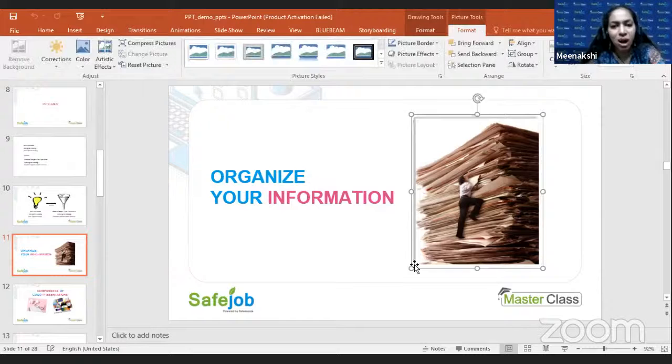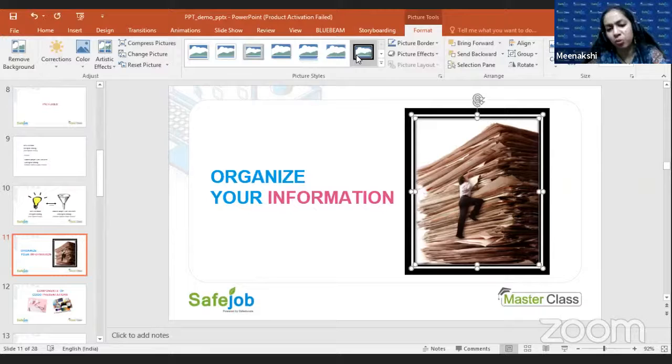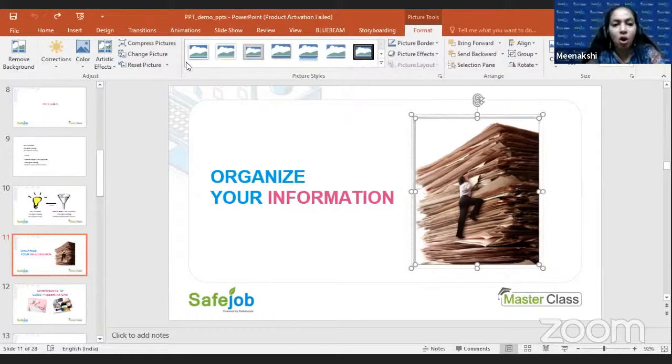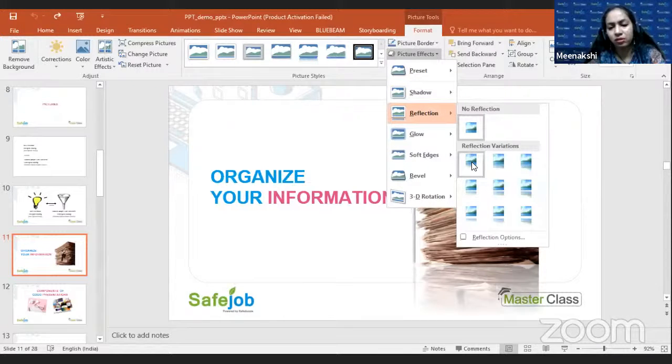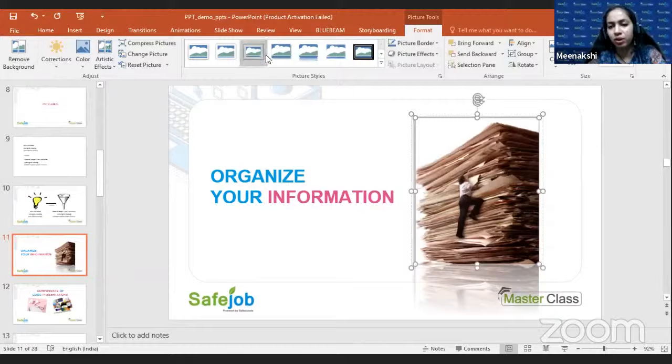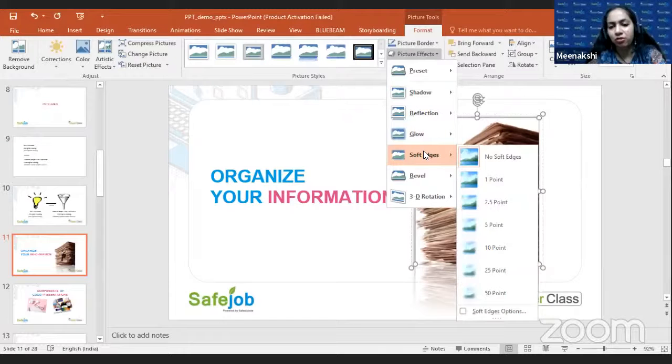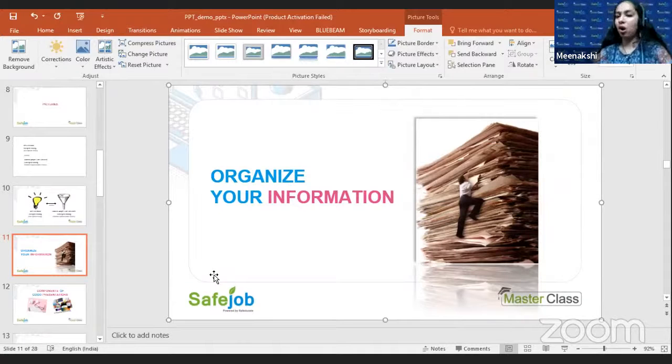Okay, so I have format picture tools. If I have to change this, see, I can have this border. This is a ready-made border. Or if I want a different kind of effect, I want reflection. See, I can have reflection. I can have soft edges. I want one point edges. See, this is all available with PowerPoint at just a click. You just need a teacher, a guide who can actually teach you how to go about it.